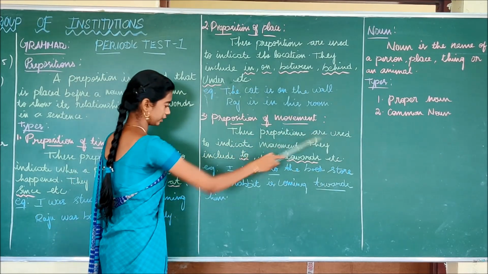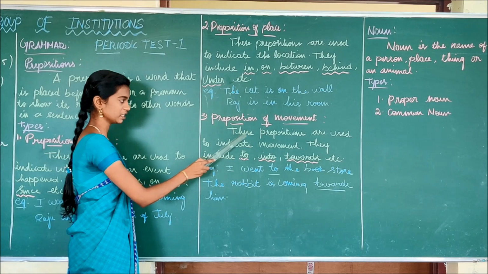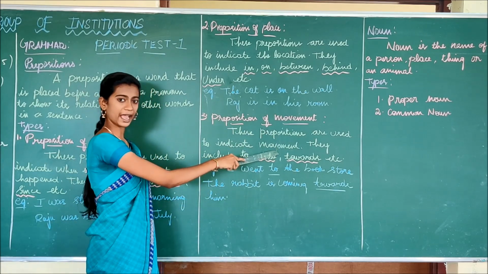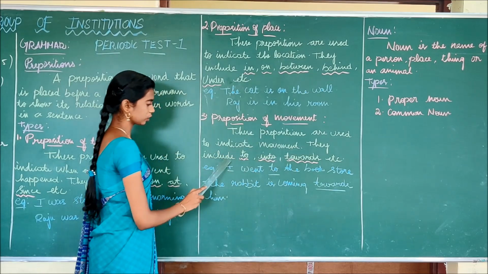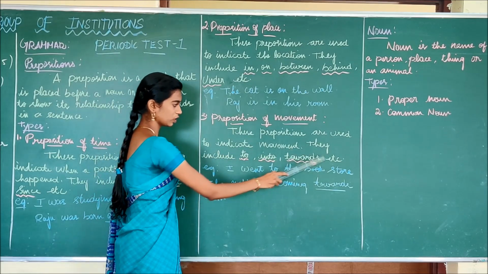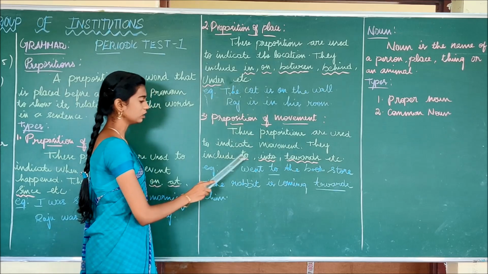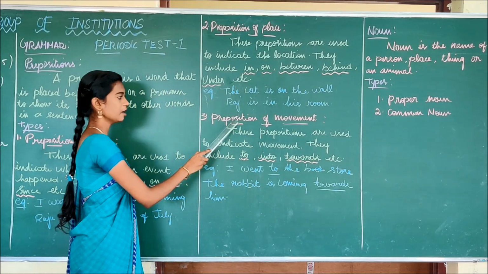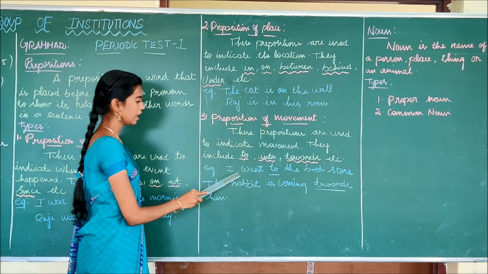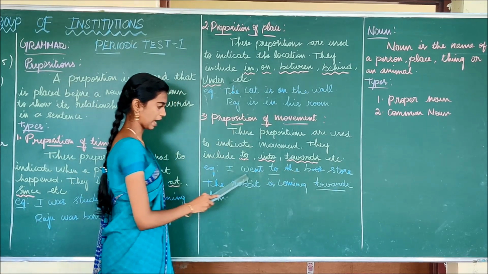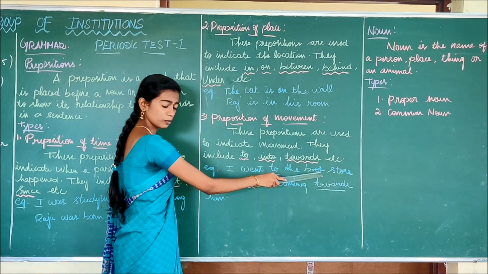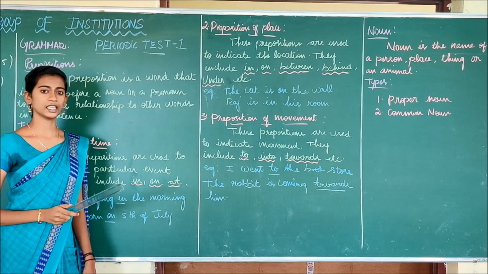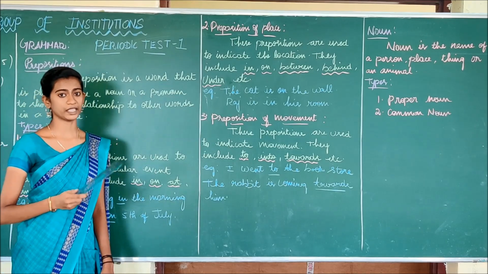These prepositions are used to indicate movement. So movement means the act of moving. They include to, into, towards, etc. So these words come under the preposition of movement. For example, I went to the bookstore. So bookstore is a place. Someone is going to the bookstore. So it indicates the act of moving from one place to another.